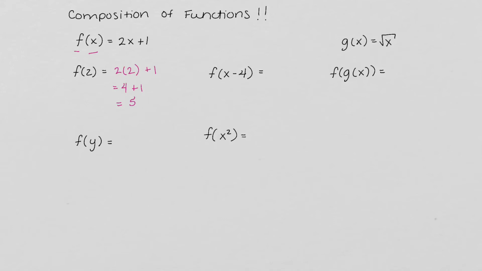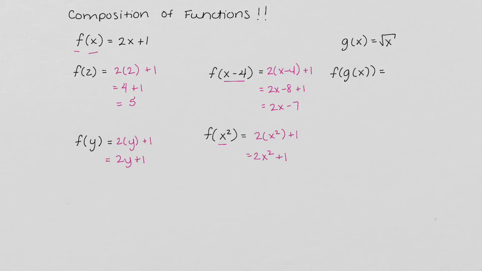Now if I wanted an input of y, then I would say 2 times y plus 1, which is 2y plus 1. And if I wanted to, I could even put in more than one thing. So in this case, I'm going to put in x minus 4. So I'm going to use the function f, which is the relationship of 2 times something plus 1, and the something that I'm going to multiply by 2, in this case, will be x minus 4. So this is 2 times x minus 4 plus 1. And that's 2x minus 8 plus 1, which is 2x minus 7. I could also put in an x squared. So I say, all right, 2 times x squared plus 1, which is just 2x squared plus 1.